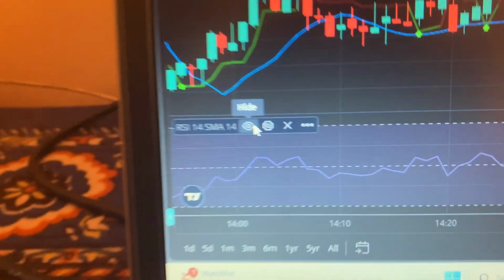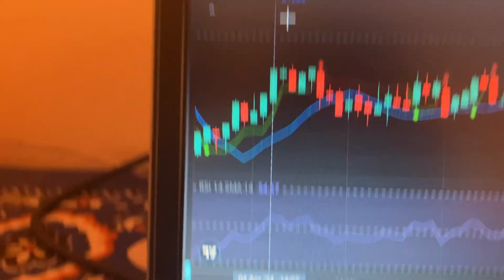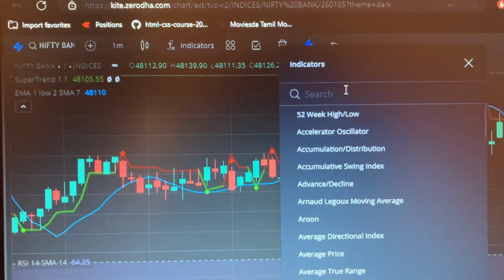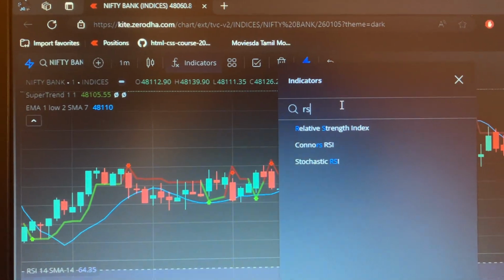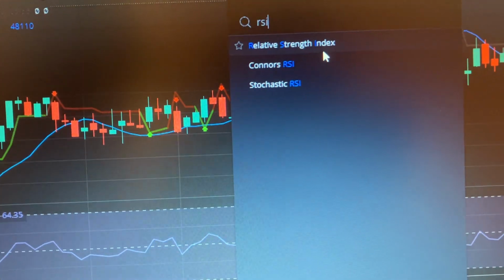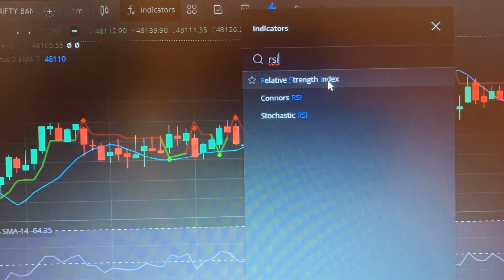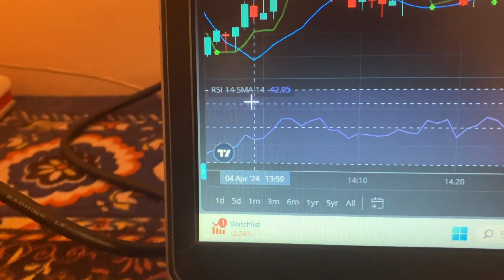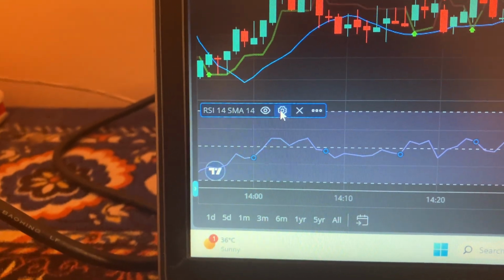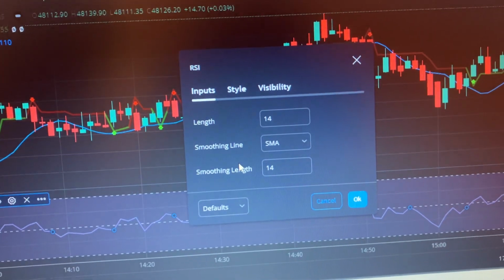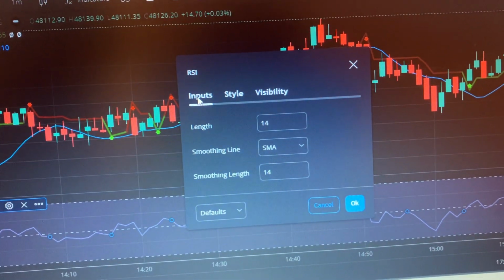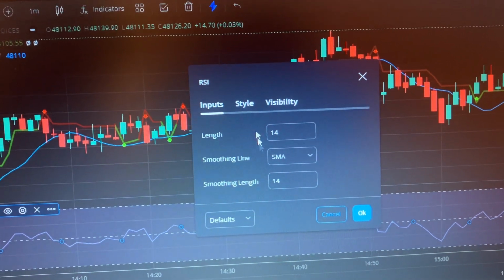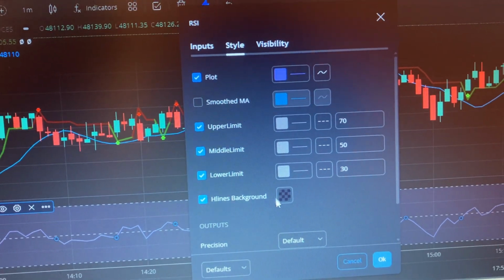RSI. Search from indicators, go to indicators, RSI, you will get Relative Strength Index. Click on that. RSI will get added. Go to settings. I'm not going to change anything in the inputs, I'm going to change the style.